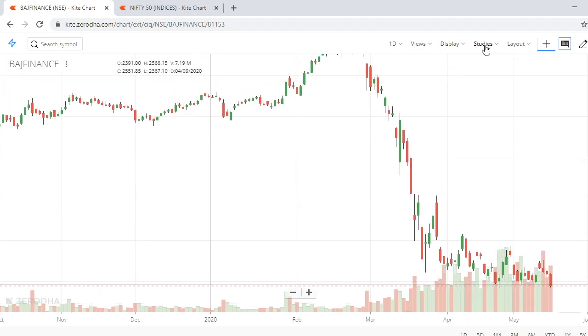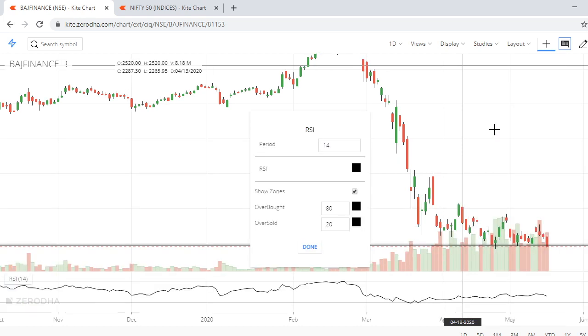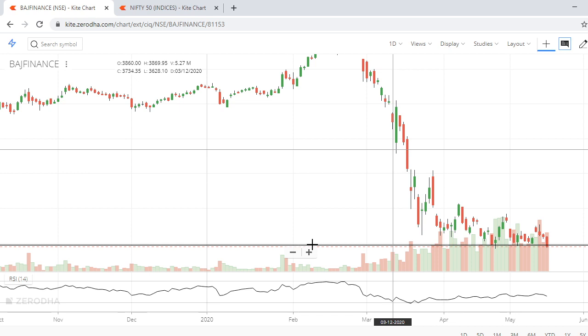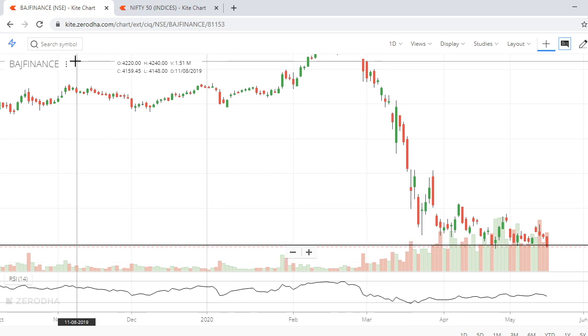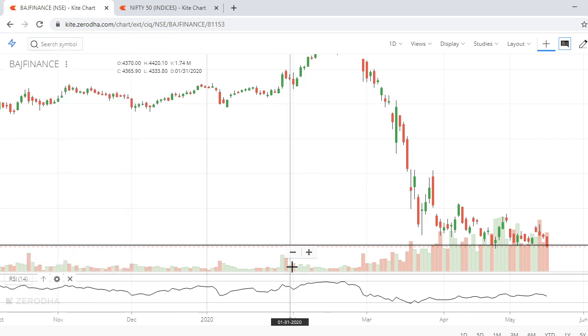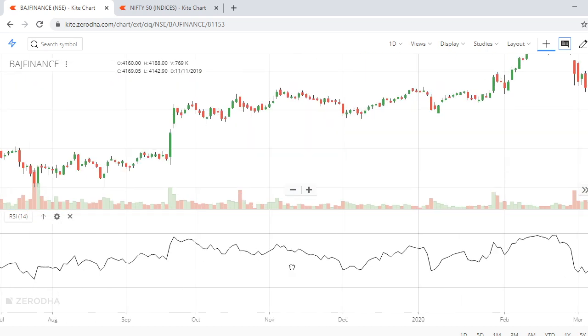Okay. Now let's go and add RSI. When you click on that, it shows period 14. So this is the default one, and overbought zone 80, oversold zone 20. So let it be there. No changes at all. Now what is your criteria? Whenever it enters into overbought zone, we are not supposed to buy.